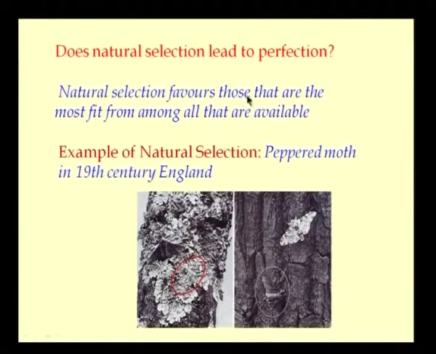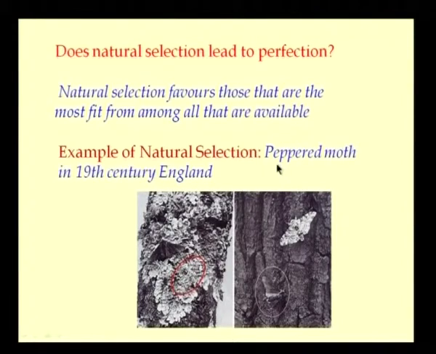Natural selection favors those that are most fit from among all that are available. So, there are lots of genes available. Nature actually picks and selects the fittest populations. So, an example of natural selection: in this picture you find the peppered moth, an example from 19th century England.